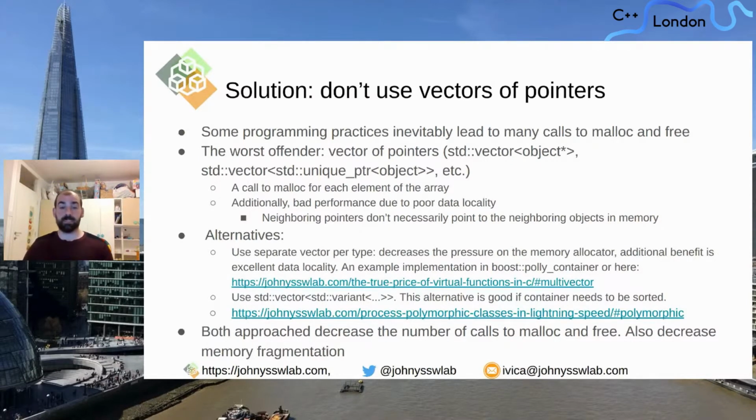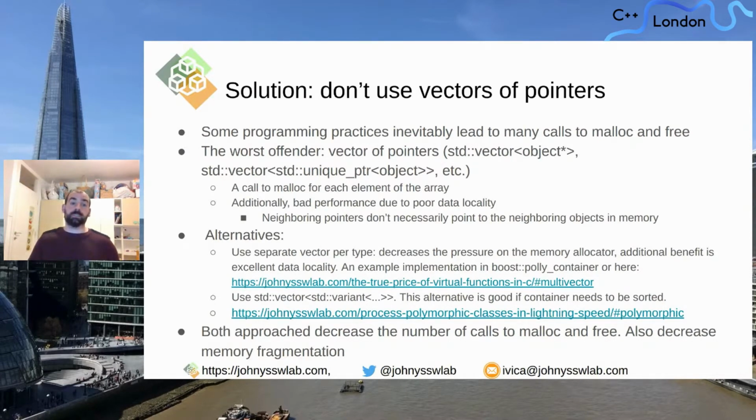The second possibility is to use a vector of variant. This is a good alternative if you need a container where you want to put a specific element at a specific place. So this is one of the possibilities. There is also something I wrote for another article. It's called polymorphic vector or polymorphic array. It's really similar to the std variant array, but there is a slight difference. So if you need performance on your vector of pointers, you should definitely have a look at these different containers.